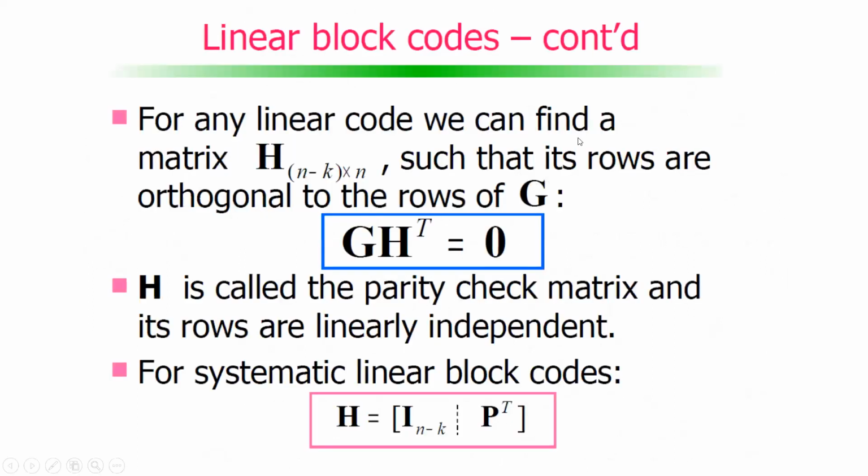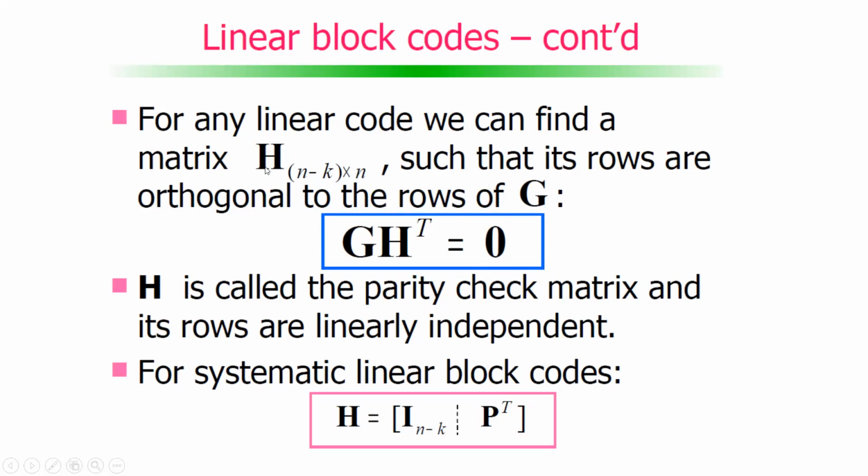For a linear code, we can find a matrix H. What are the dimensions of the H matrix? N minus k cross n, such that its rows are orthogonal to the rows of G. What is G? G is the generating matrix. Corresponding to every G, there will be a matrix H. Dimensions of matrix G are k cross n: k rows and n columns.